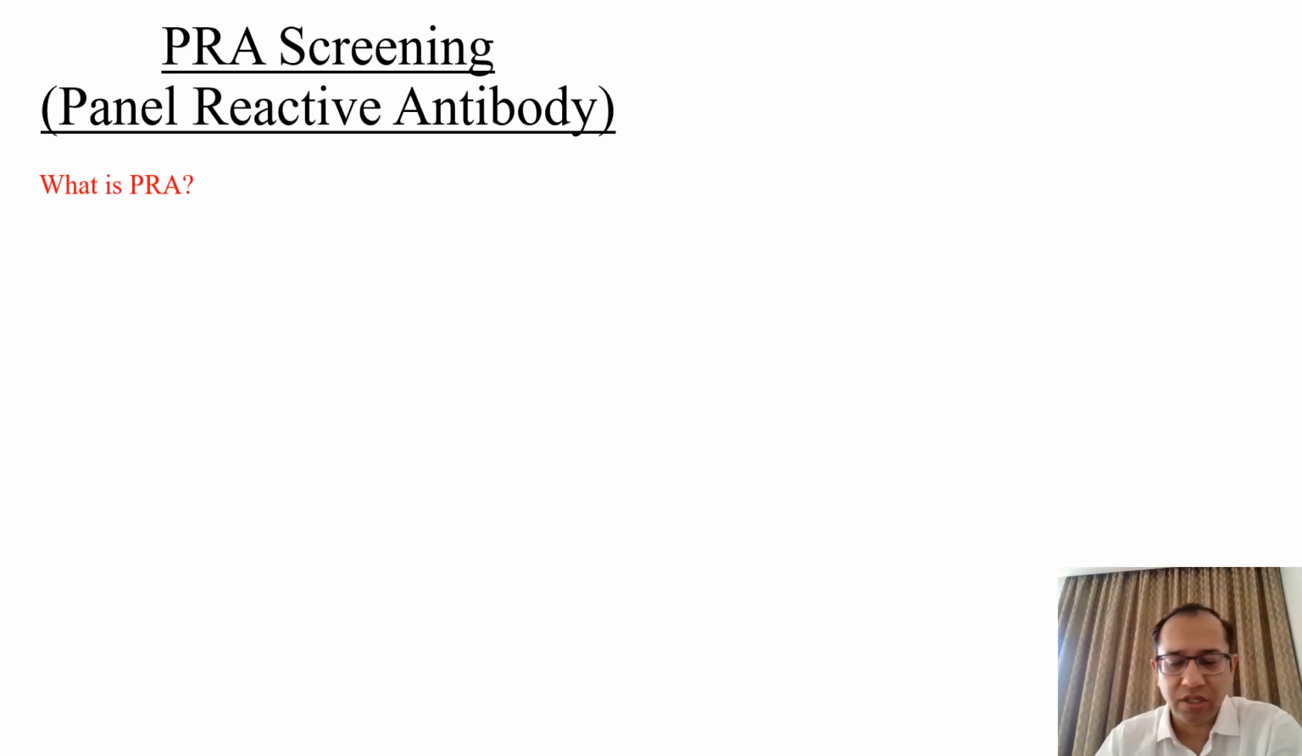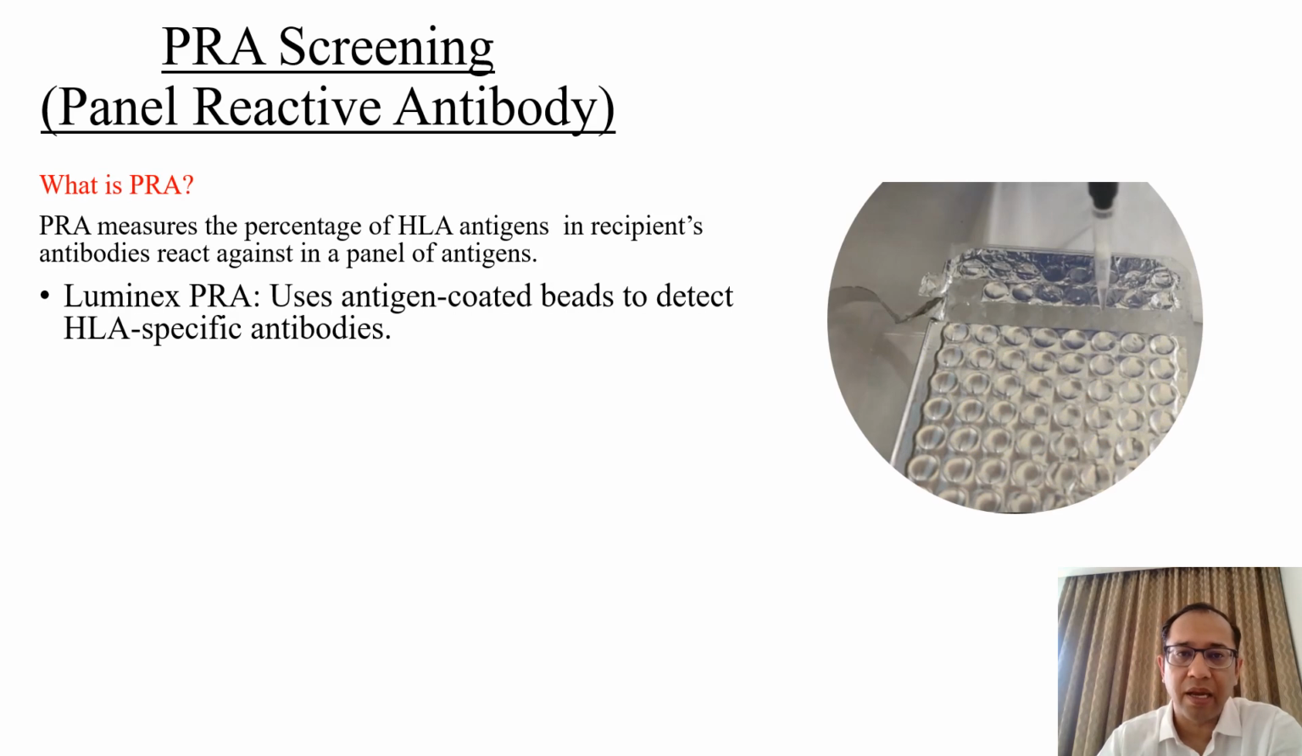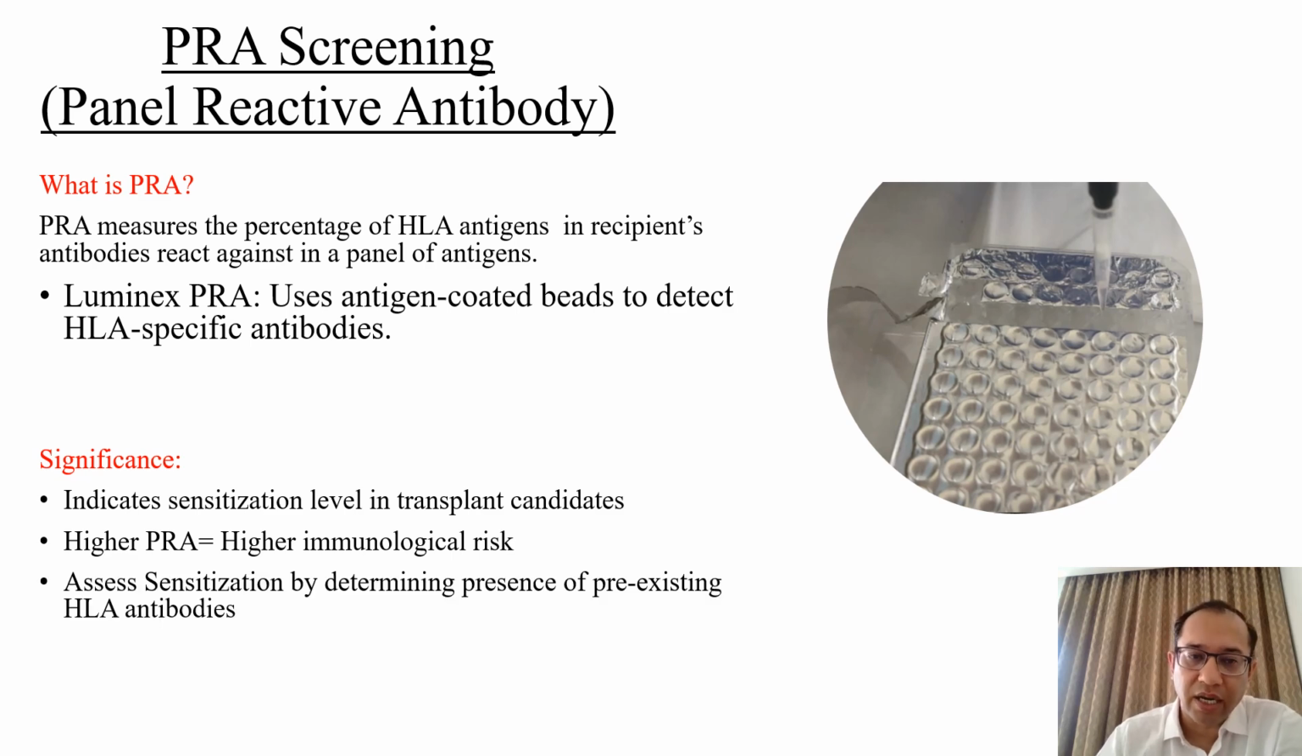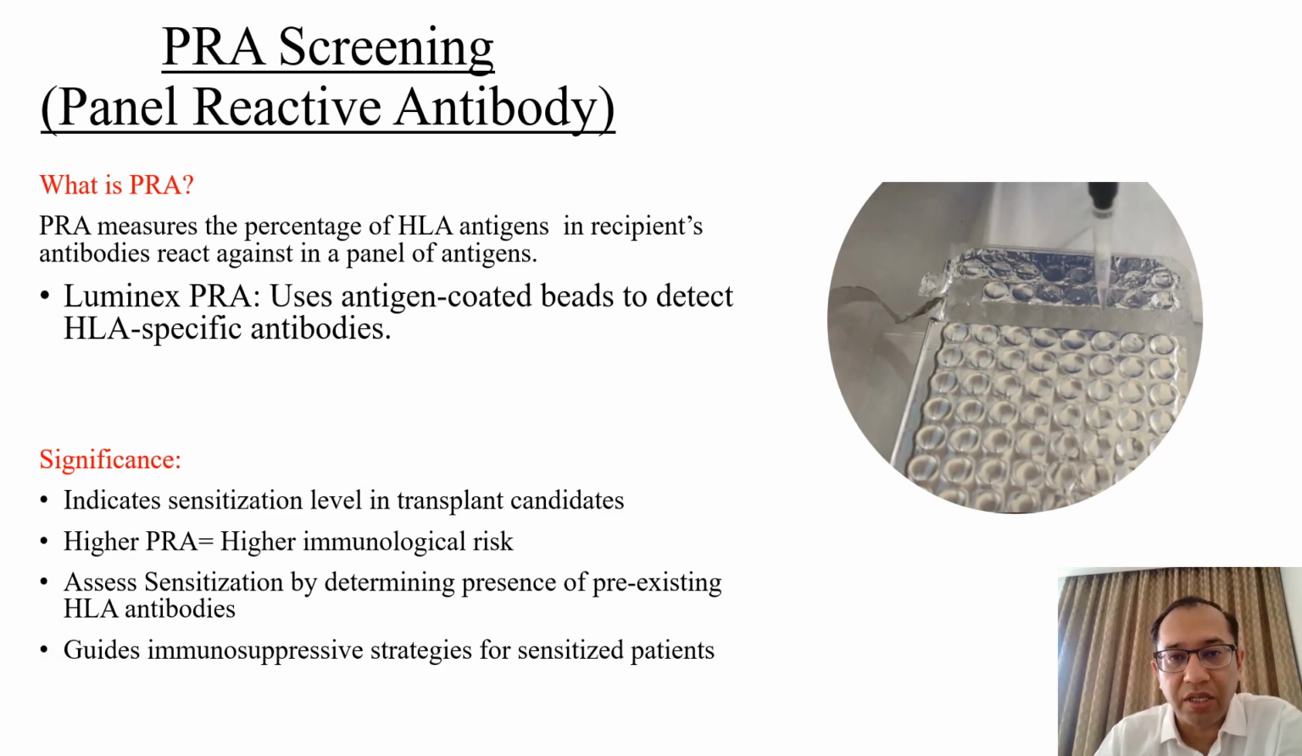So a very important test, the first test that we should know, is PRA. PRA means panel reactive antibodies. Basically, we use a Luminex based PRA because it is very sensitive, and it has antigen coated beads to detect the HLA specific antibodies. The significance is it indicates the level of sensitization in the transplant candidate. Higher the PRA, higher the immunological risk, and it assesses sensitization by determining the presence of pre-existing HLA antibodies. It guides immunosuppressive strategies for sensitized patients.